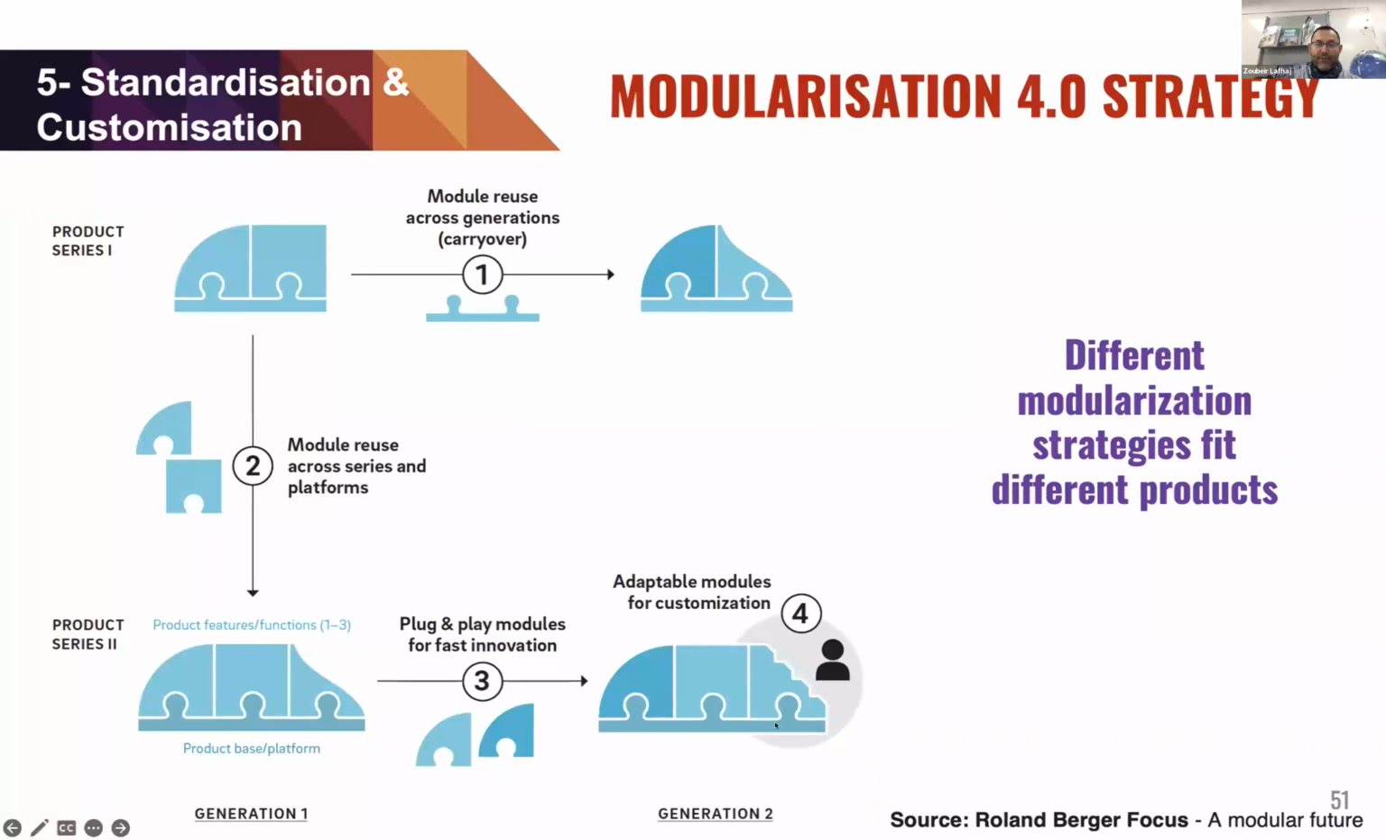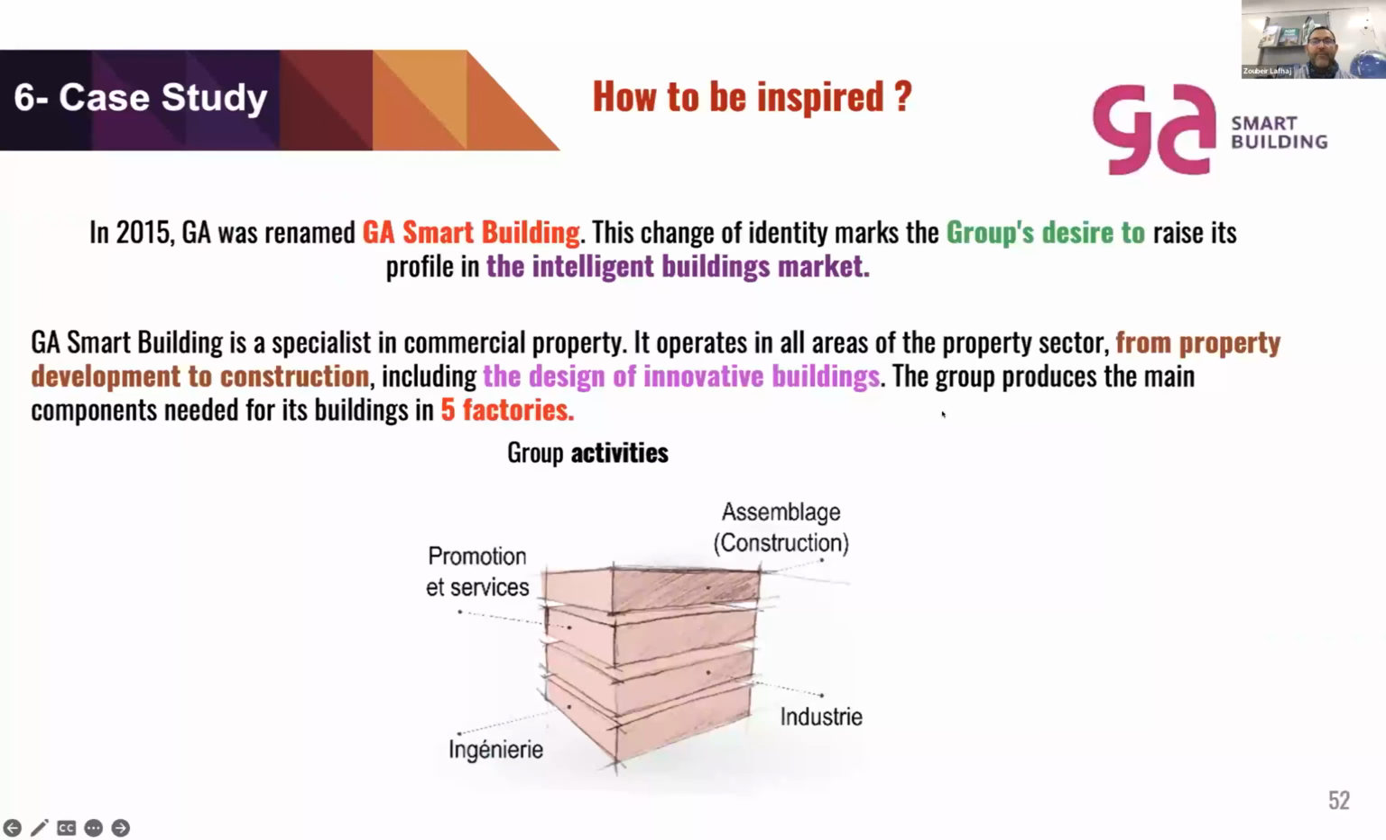An example of a company in France, a small company, not a big one, is GA Smart Building. It was renamed GA Smart Building, and this change of identity marks the group's desire to raise its profile in the intelligent building markets. GA Smart Building is a specialist in commercial property, and it operates in all areas of the property sector, from property development to construction, including the design of innovative buildings.